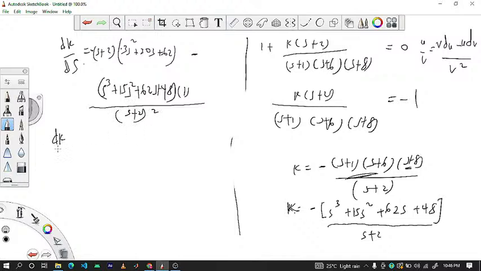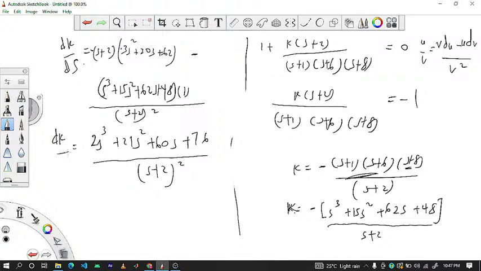So now my dK ds, when you expand this one minus expand this multiplied by 1, you get 2s cubed plus 21s squared plus 60s plus 76 all over s plus 2 all squared. So this is my dK ds. Then we know that at the turning point, the derivative is 0. So now we'll do dK ds equal to 0. So we'll equate this function to 0.